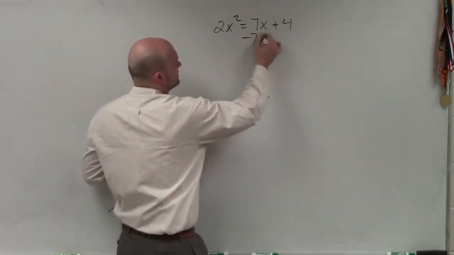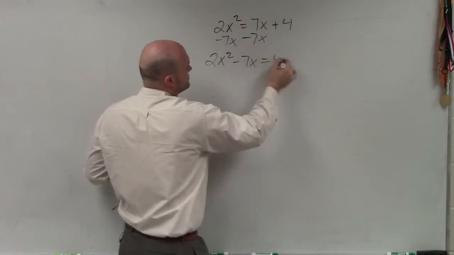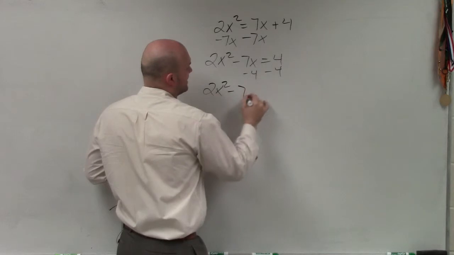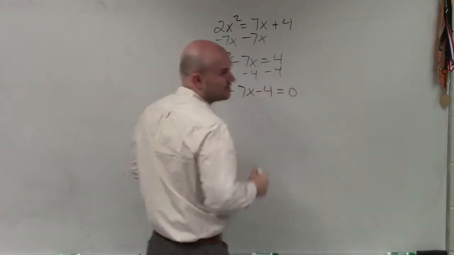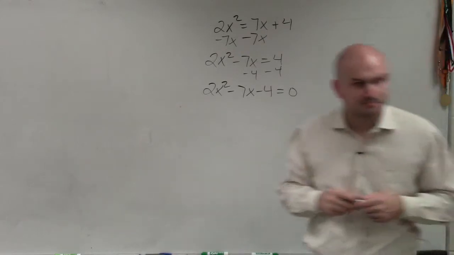To do that, I will get the 7x on the same side. So I have 2x squared minus 7x equals 4. Then I'll subtract 4 on both sides. So I get 2x squared minus 7x minus 4 equals 0. Does everybody see what I did? So I set my equation equal to 0.